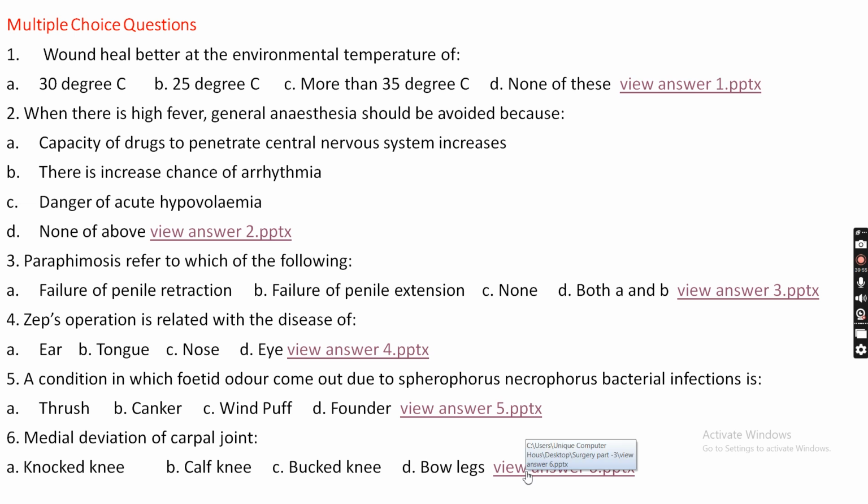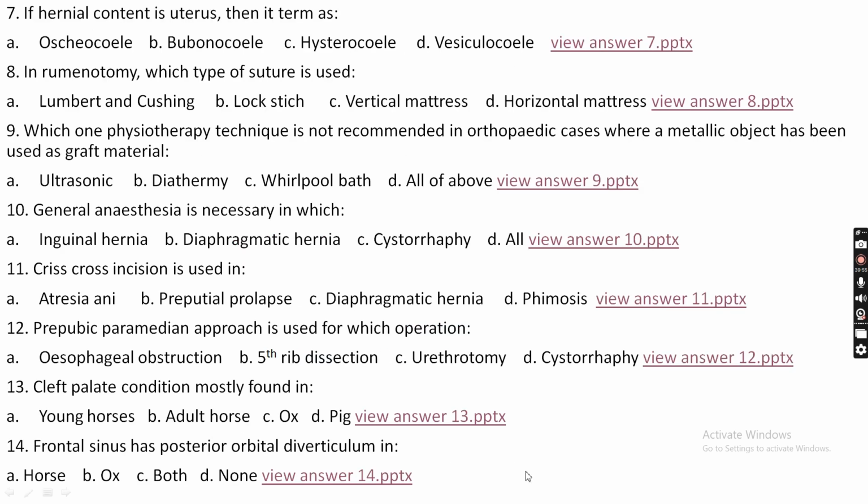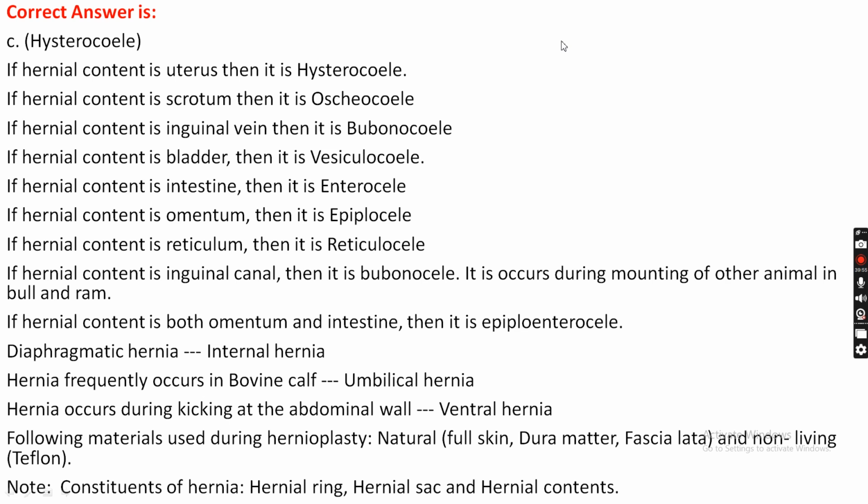Question number 7. If the hernial content is uterus, then it is termed as: option A, oscheocele; option B, bubonocele; option C, hysterocele; or option D, vesiculocele. The right answer is option C, that is hysterocele. In hernia, if the hernial content is uterus, then it is known as hysterocele. If the hernial content is scrotum, then it is known as oscheocele. If the hernial content is in the inguinal canal, that is known as bubonocele.